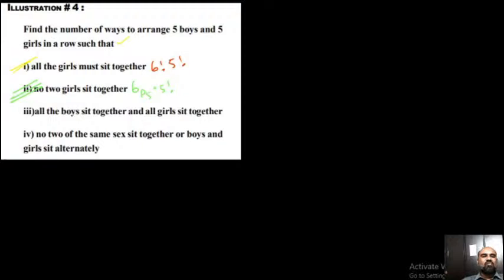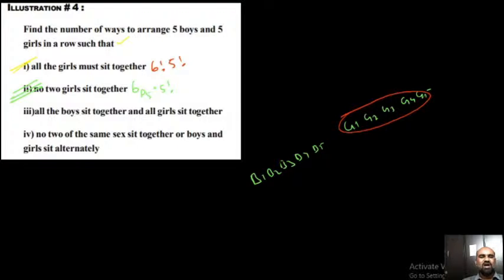All boys sit together and all girls sit together. Interesting. B1, B2, B3, B4, B5. G1, G2, G3, G4, G5. All girls sit together means this is taken as 1 unit. All boys sit together means this is taken as 1 unit. We have 2 units now. Themselves you can arrange in 2 factorial ways. Left hand side all boys, right hand side girls, or left hand side girls, right hand side all boys.